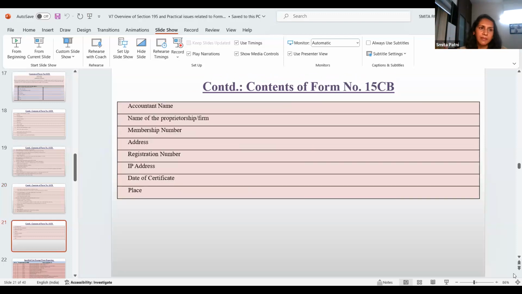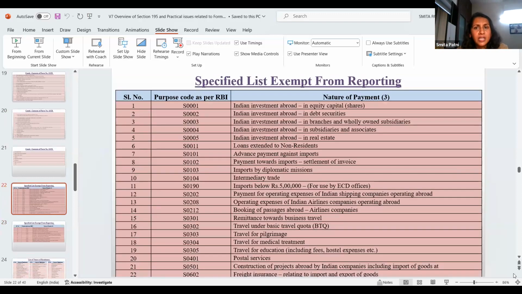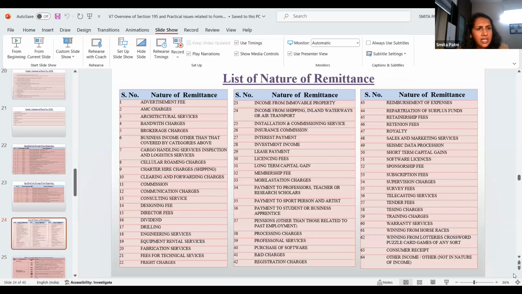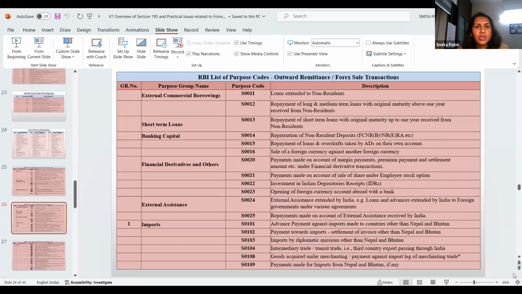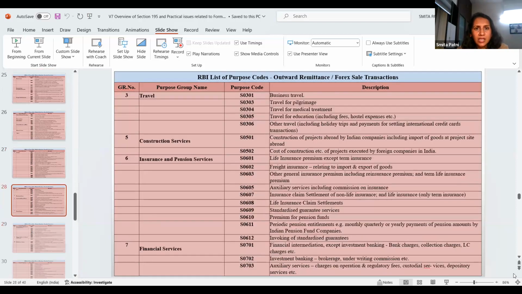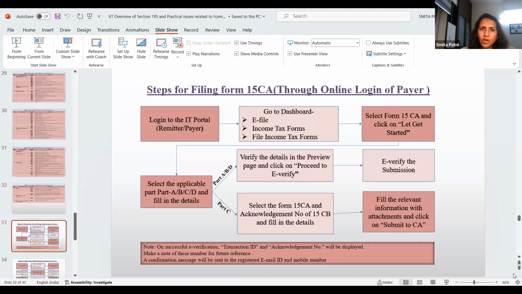Then obviously your accountant name and your CA name and all these details will come. And then you can put your DSC because it's an online form. These are the specified lists exempt from reporting. This is the list of nature of remittance, which we've already explained. The RBI list, purpose code, is already there. Then we have steps for filing 15CA. I will not go much into this.